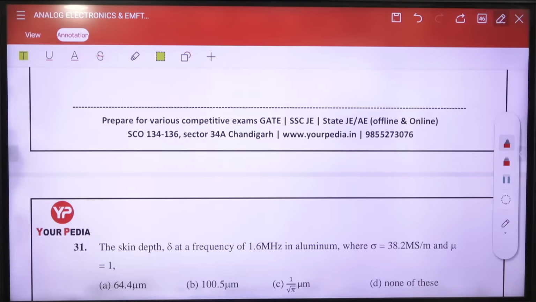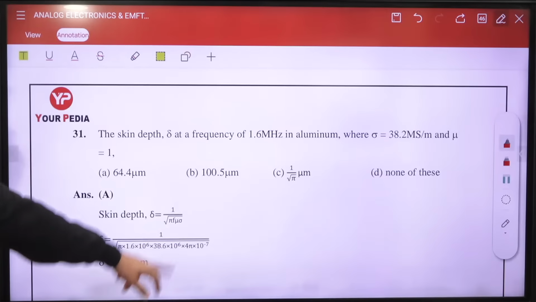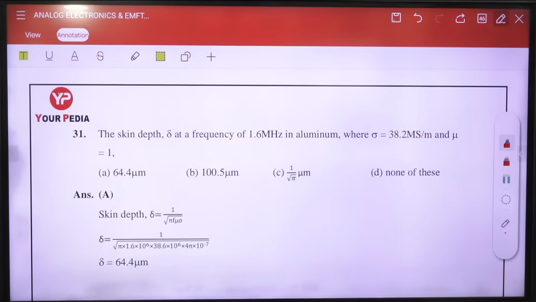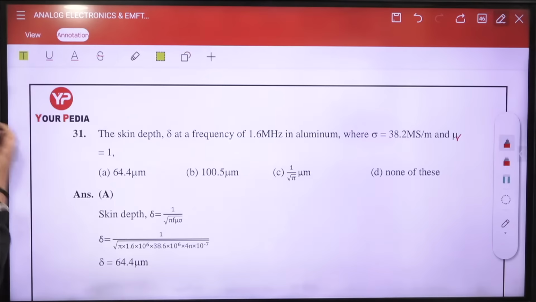Okay, the frequency is given to you, sigma is given to you, mu is given to you. He's asking about the skin depth. So skin depth formula is 1 upon under root of pi f mu into sigma. This is not mu, it is mu r, remember. Mu r is given to you. So you directly put that value, you will get the skin depth value. Answer is A.